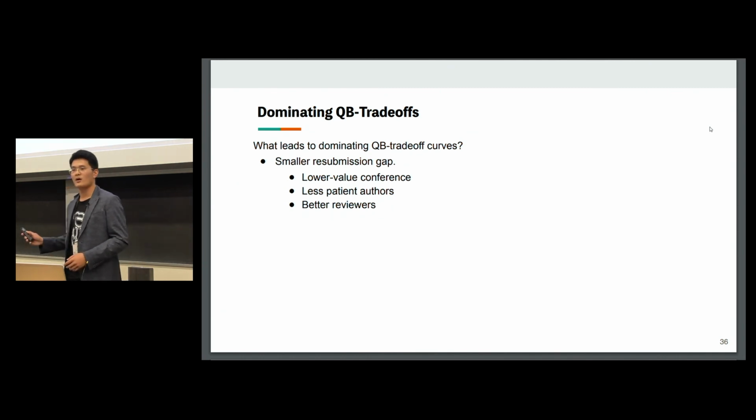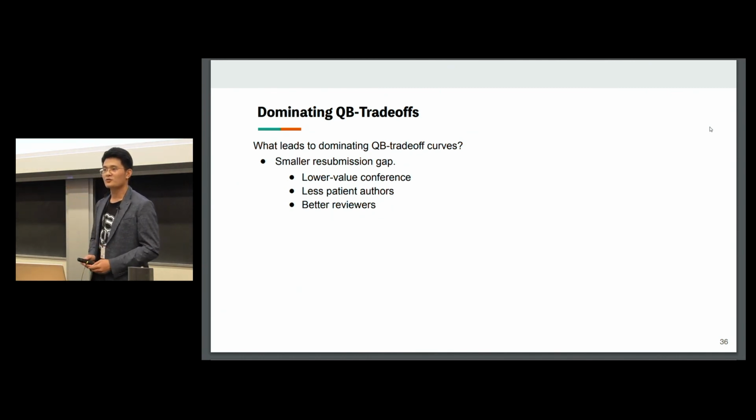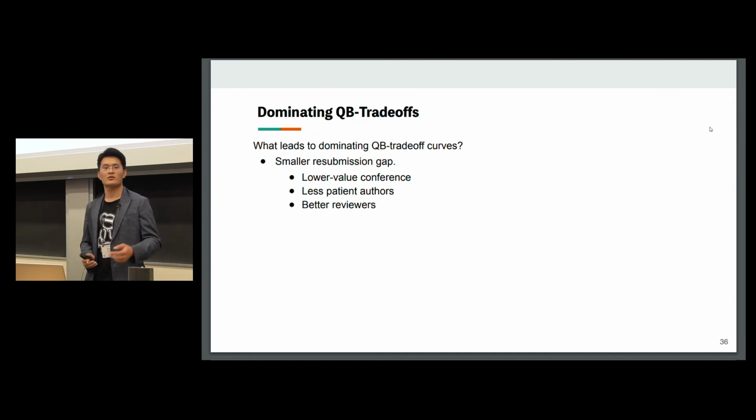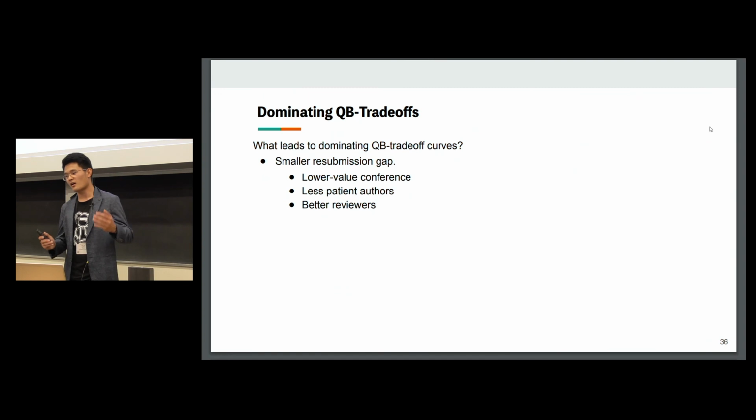For a second one, maybe it's hard to turn into reality, but let's consider there's a suggestion that we should shorten the review process from 4 months to maybe just 2 or 1 month. We should be very careful about that because authors will be much more patient in these cases, which will harm the QB trade-off curve of the conference.